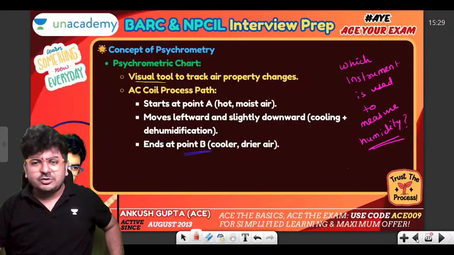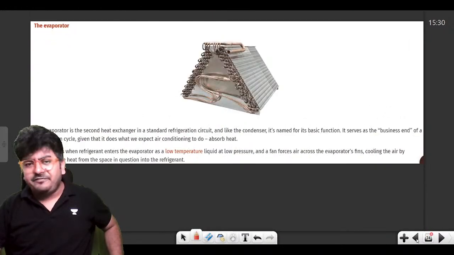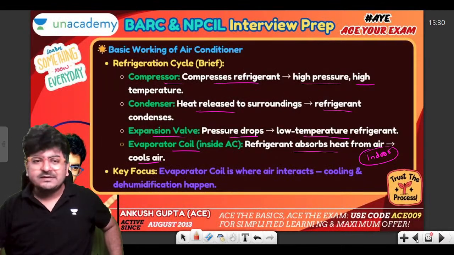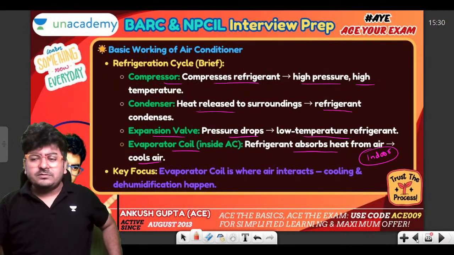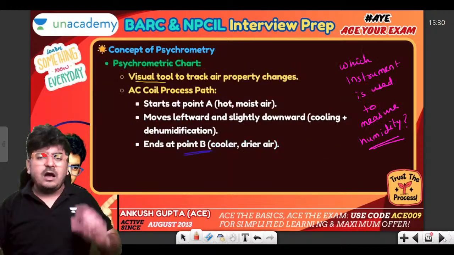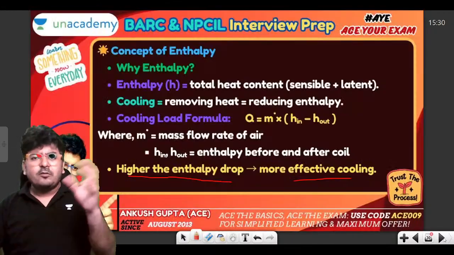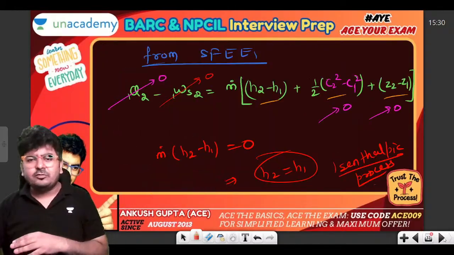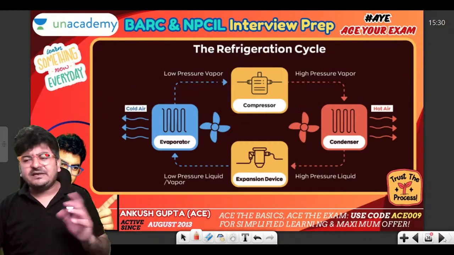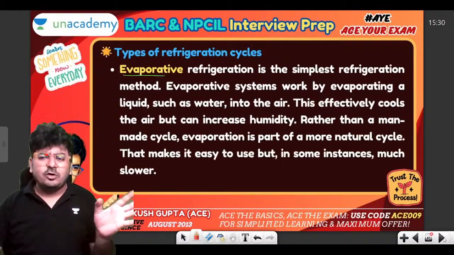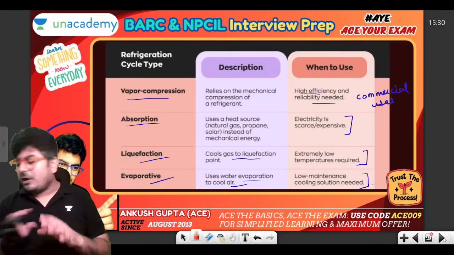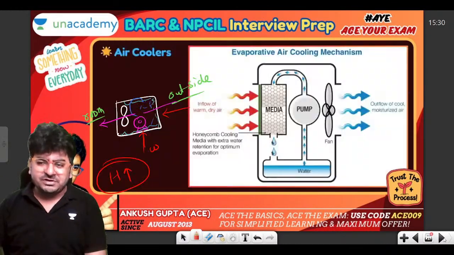I hope you have understood how psychrometry changes, how the point changes on the psychrometric chart in air conditioners and air coolers, what is the working of air conditioners, air coolers, everything, refrigeration cycles, real life applications. So all these things are clear to you, and now you can answer all these types of questions.